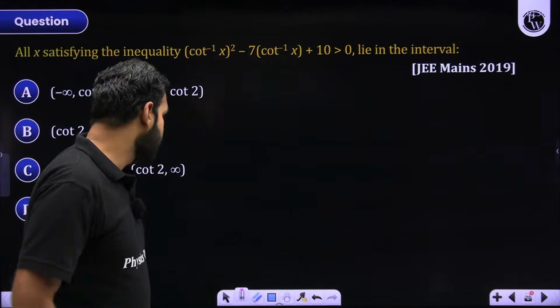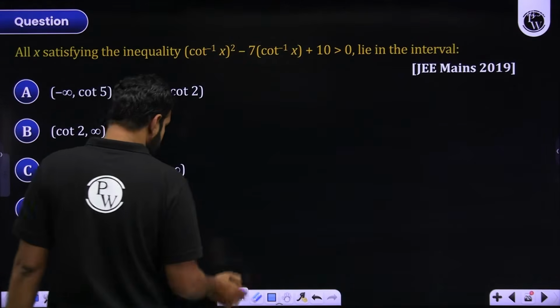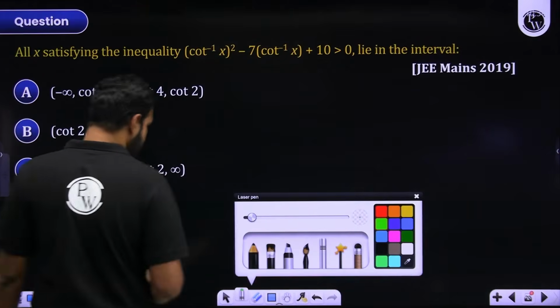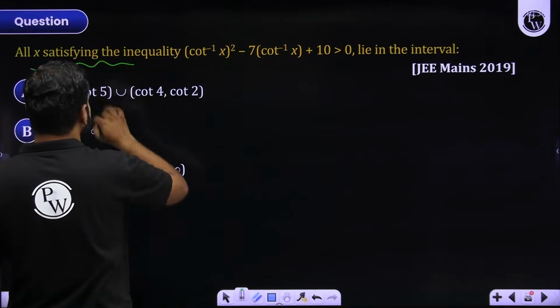Now, how do we solve it? If you have tried doing it by yourself, I'll say this is a standard question. It says all x satisfying the inequality.